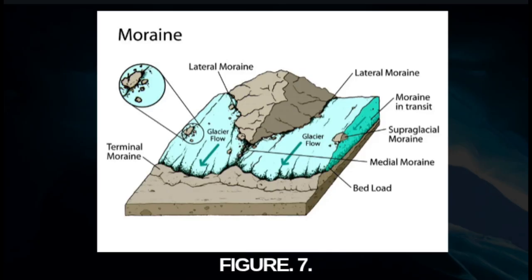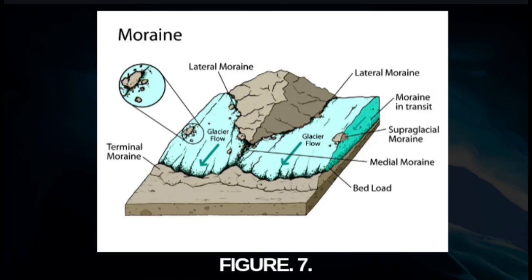Moraine in transit. This refers to debris that is currently being carried within the body of the glacier, in glacial ice, or along its base. It hasn't been deposited yet. Supraglacial moraine. This is the debris that is carried on the surface of the glacier. It often falls from the valley walls or emerges from within the ice as the surface melts.